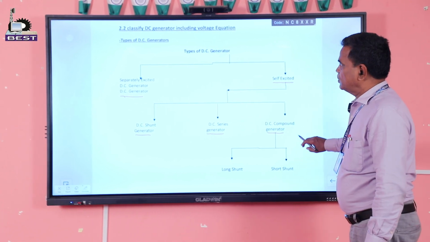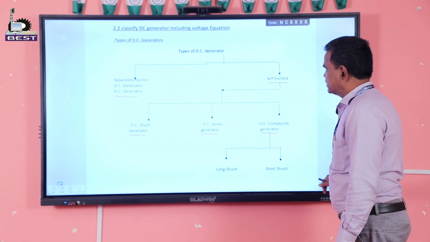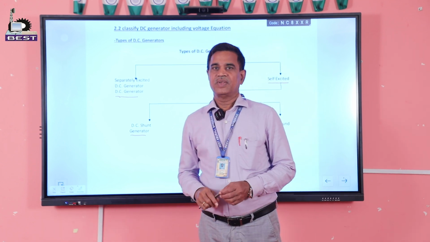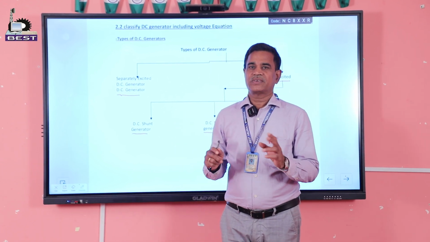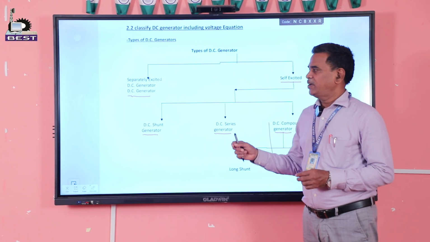First we go to the separately excited DC generator. In this case, the generator is excited by an external source, that is, it is energized by the supply of an external voltage.